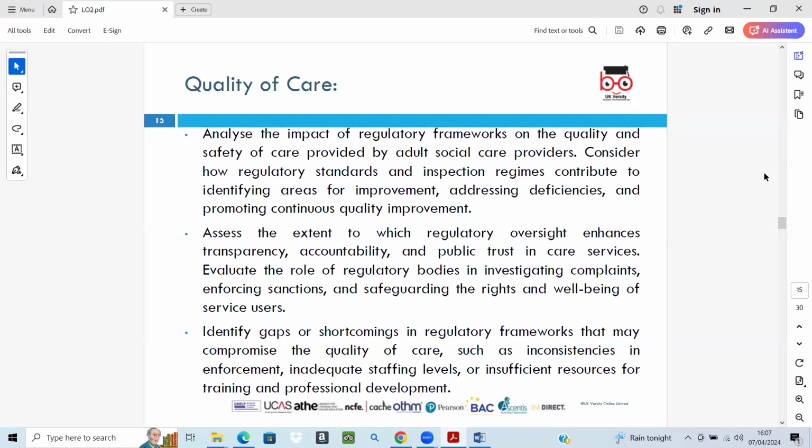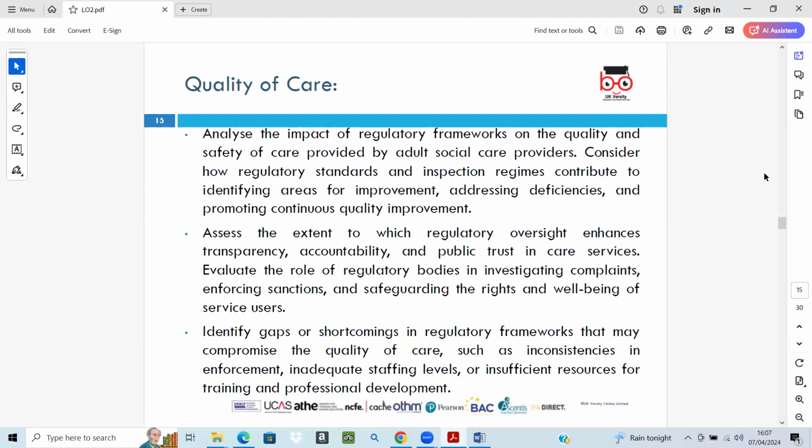Now in the next slide, we have quality of care. Quality of care is again really important, not in the health and social care field only, but everywhere, whether it's teaching, nursing, health and social care, whatever we are doing, even in office work. So quality of care is important.